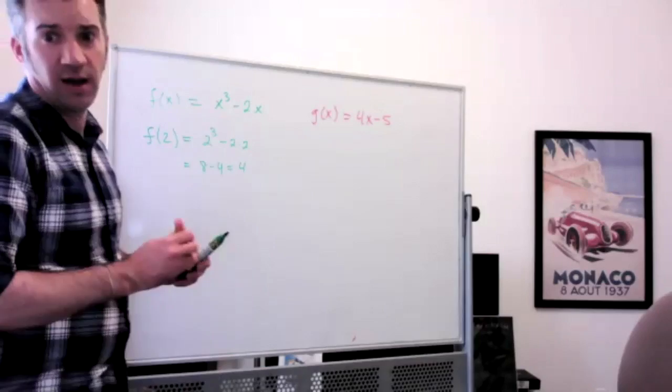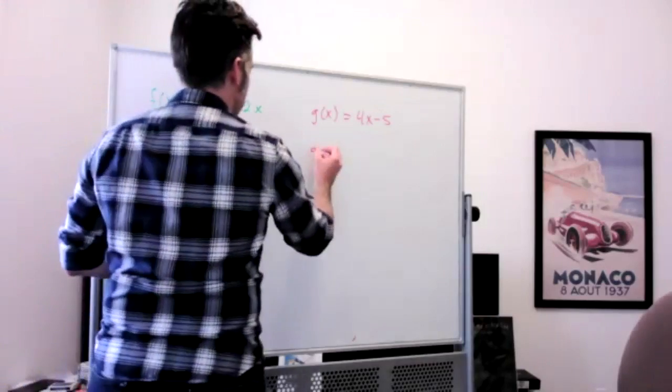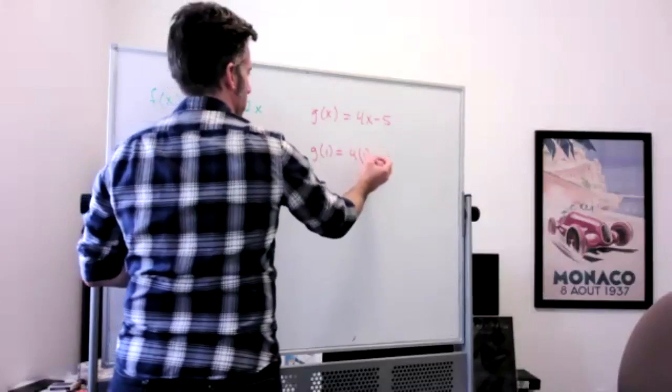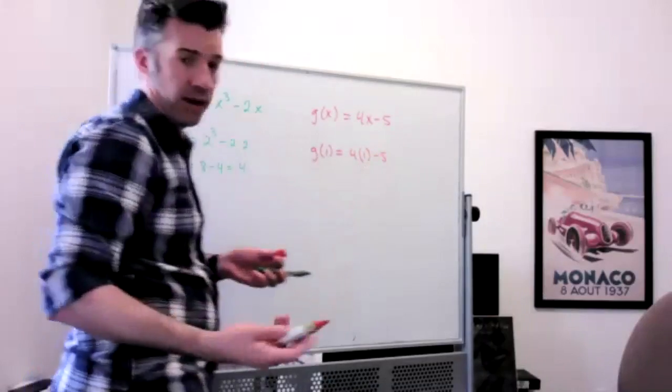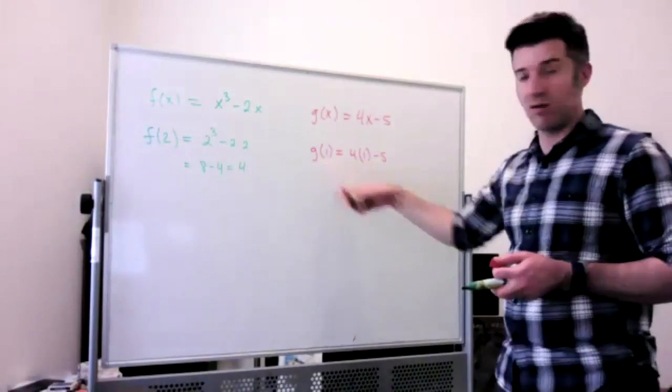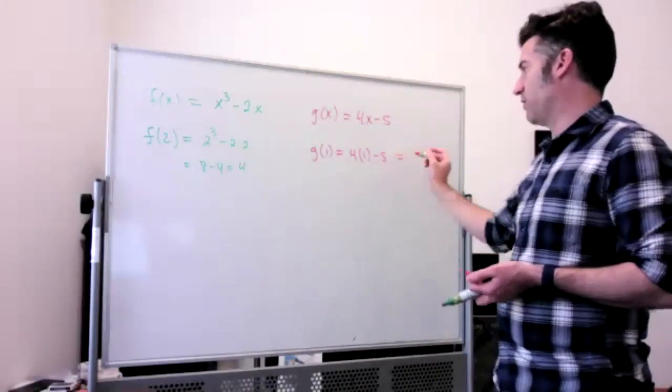In a similar way, I could find g of, say, 1. G of 1 is going to be 4 times 1 minus 5. And again, wherever I have an x, I'm just replacing x with whatever is inside the parentheses here. In this case, I get 4 minus 5, which is negative 1.